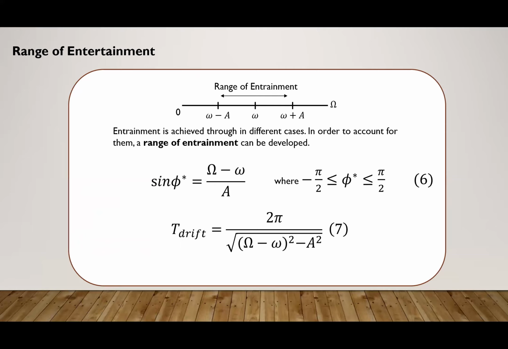In order to physically understand this, equation 6 is introduced, being sine of phi star equaling capital omega minus lowercase omega divided by a, with the conditions corresponding to the fixed points of phi dot, which is negative pi over 2 and pi over 2 to make the interval. With the range of entrainment, we could also acquire equation 7 to determine the time period for the phase difference that occurs between the two systems.